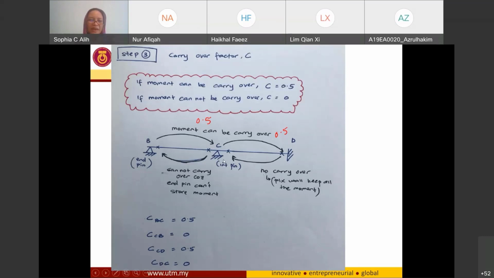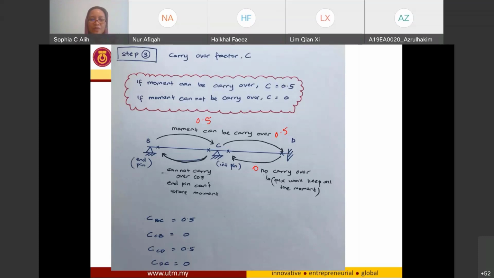Although the intermediate pin can take the moment, you have to remember there will be no moment that can be carried over from a fixed end. So the fixed end will keep all the moment to itself because it is a strong connection, so it doesn't share the moment to the other support. So when you have a fixed support, there would be no moment that can be carried over from it. So it's going to be 0. Okay, so from fixed to pin is going to be 0.